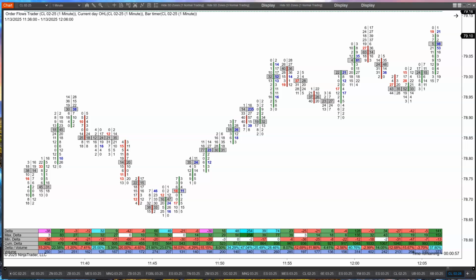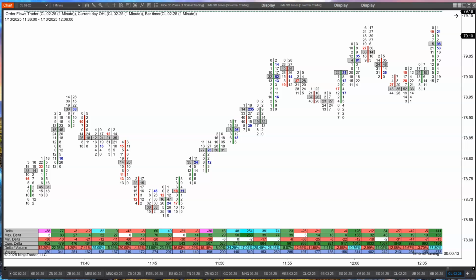All right, so what is a delta divergence? Let me take a step back here. When you think of a market moving up, you generally expect to see it moving up on positive delta. Why? Because the market is exhibiting aggressive buying, right? And if you have net positive delta in a bar, you're going to have positive delta. Just as if a market is selling off, you're going to have net aggressive selling. Generally the bars are going to be red, right? They're going to be negative delta on the way down.